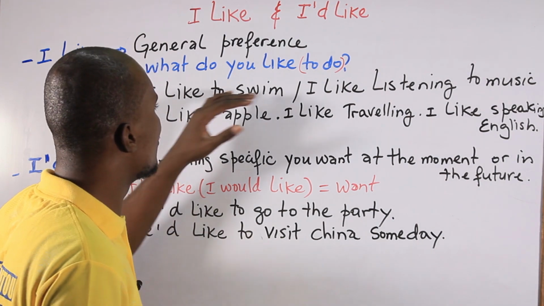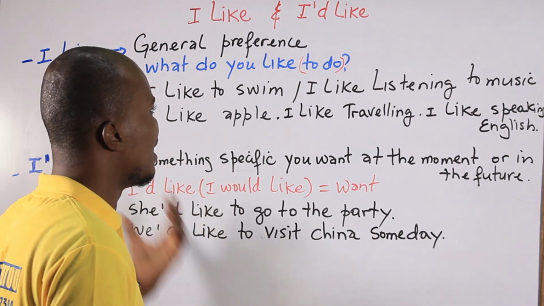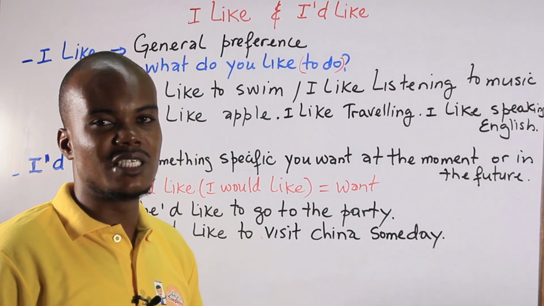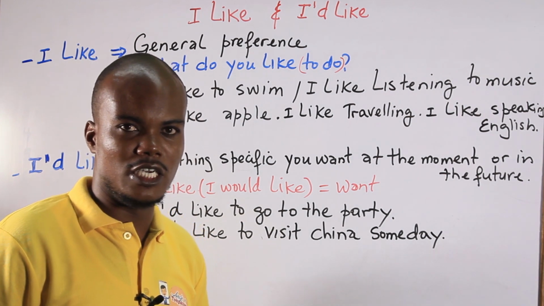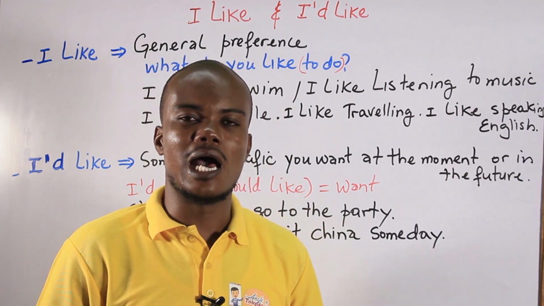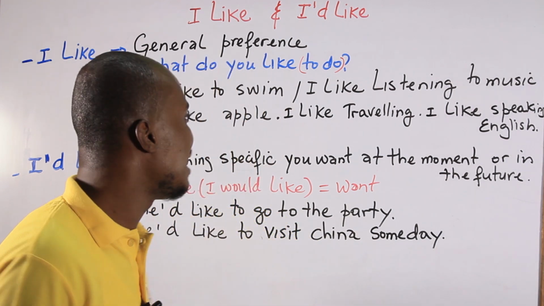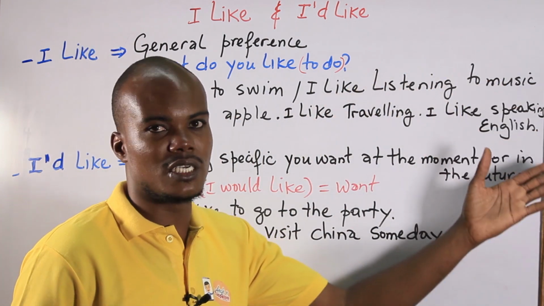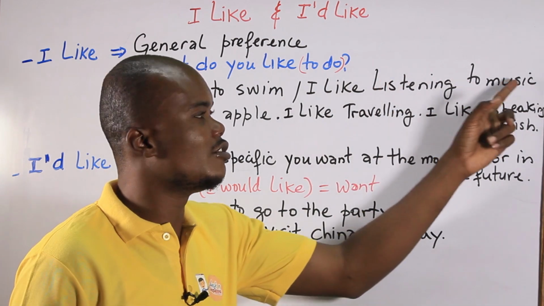Okay. I like to swim. When you're talking about like, I like to swim. So people say I like to swim, meaning they like swimming. Whenever there is water, they swim. I like to swim. That is what that person is saying, that they like it. And then I like listening to music.